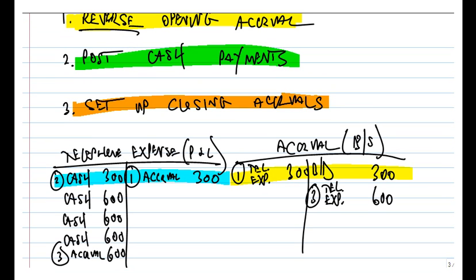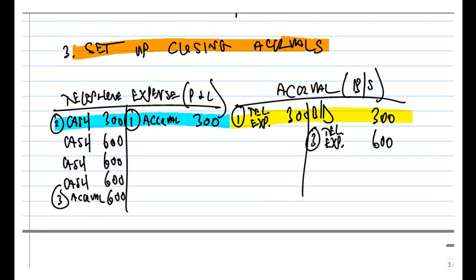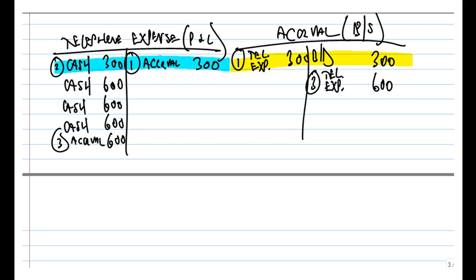So can you see I've now gone through this 3-step process. I've reversed the opening accrual to effectively eliminate that first bill from year two, because it wasn't anything to do with year two. We've then posted the cash payments made during the period, which was the 300, the 600, the 600, the 600, and then we set up a closing accrual at the end of the year to recognise an additional 600.